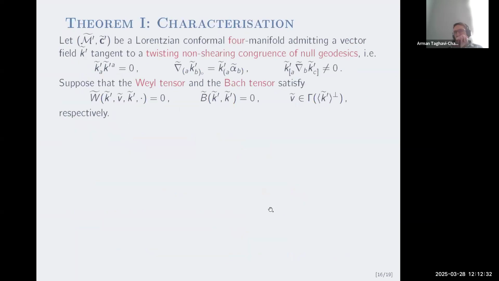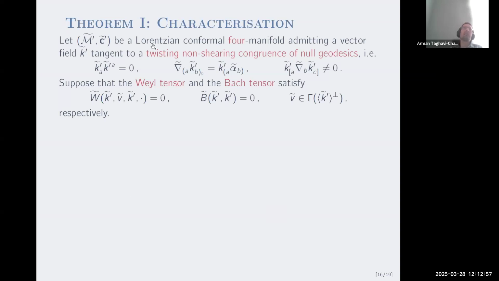Then I had this important result that I called theorem 1. So the characterization, which has to do with non-shearing congruences of null geodesics that you find in dimension 4 relativity. And I assume that they are twisting.